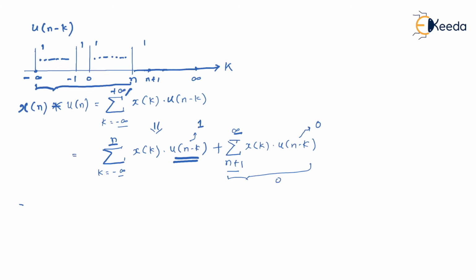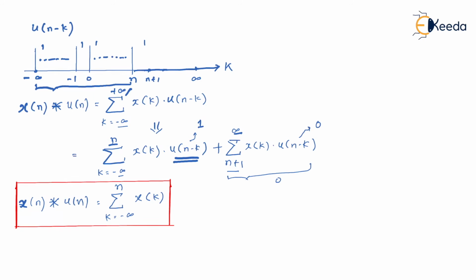Therefore, now I can write, when I convolve my x of n with u of n, what I get is summation k equal to minus infinity to n of x of k. And since the u of n minus k value is equal to 1, I'm not going to write it. Now this is a very important result that we have come across. The reason I'm saying this is a very important result is because I can relate this to continuous time signals also. So I'll write it for the continuous time signal. This result was applicable only for discrete time signals.